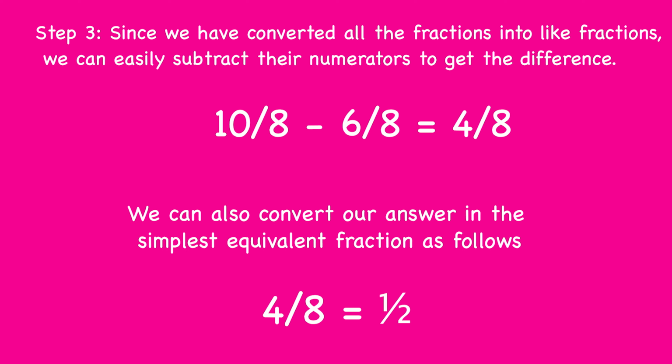Next step, since we have converted our subtrahends into like fractions, we can now easily subtract their numerators to get the difference. Therefore, 10 by 8 minus 6 by 8 is equal to 4 by 8. We can also convert our answer into its simplest equivalent fraction as follows. 4 by 8 is also equal to 1 by 2.